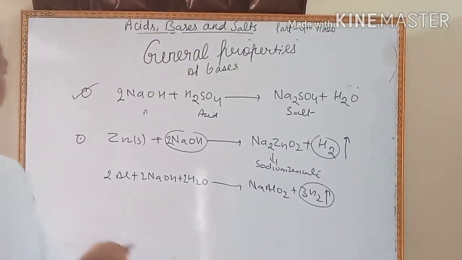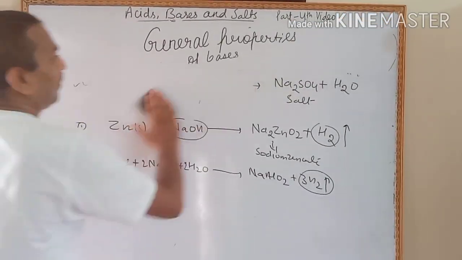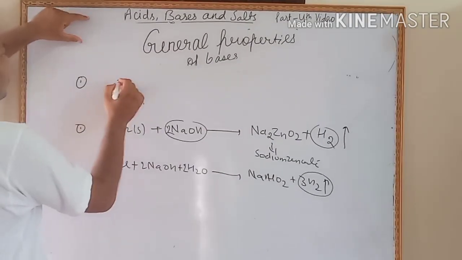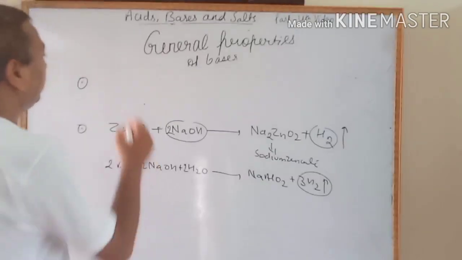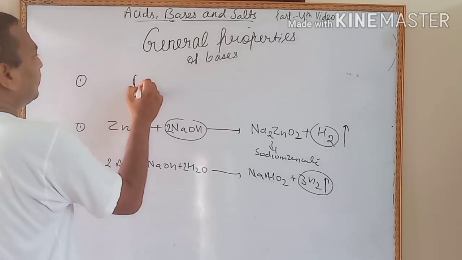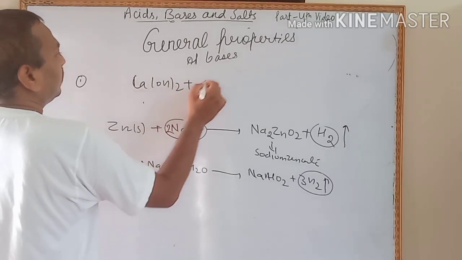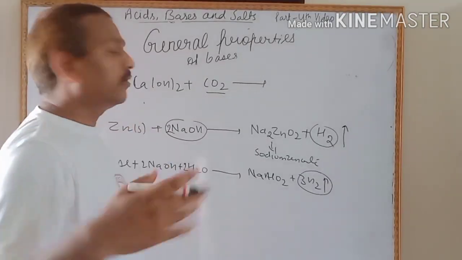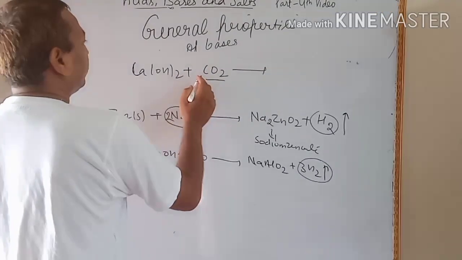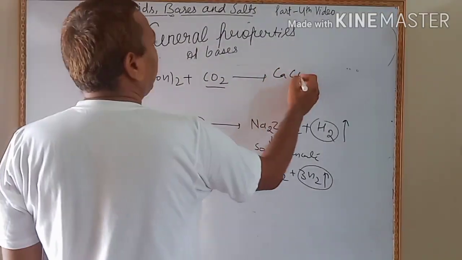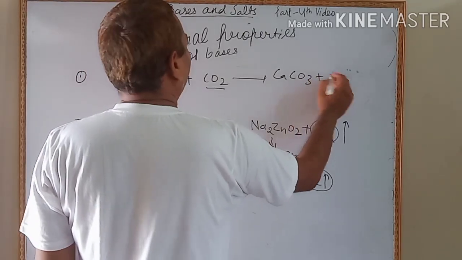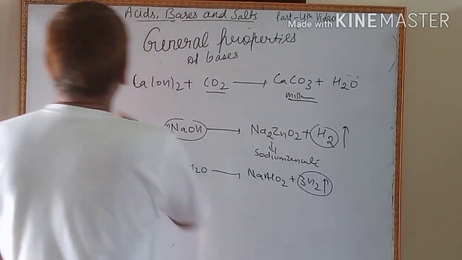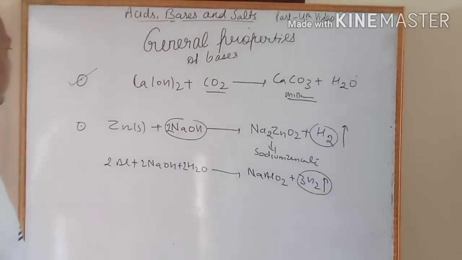Now the next reaction property is when a base reacts with non-metallic oxide. So the question is base calcium hydroxide, carbon dioxide. Carbon dioxide, sulfur dioxide, these are non-metallic oxides. So it is a very popular reaction. It will form CaCO3 and water. This is the milkiness. Clear? So this is the next reaction.